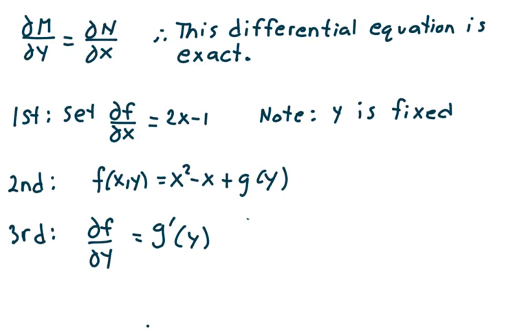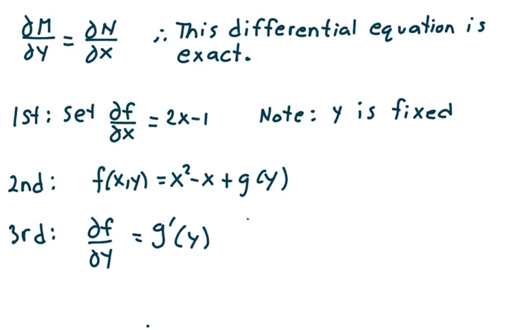Now, to determine the solution, what we do first is set the partial of f with respect to x equal to 2x - 1. We want to note y is fixed. Step 2. We're going to essentially take the partial integral with respect to x. And with y fixed, we get f(x,y) = x² - x + g(y). The partial of f with respect to y, this is step 3, is equal to g'(y).